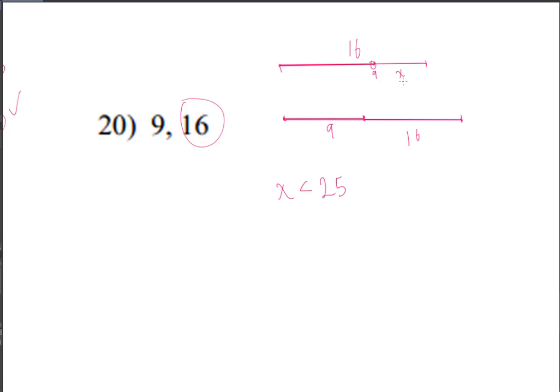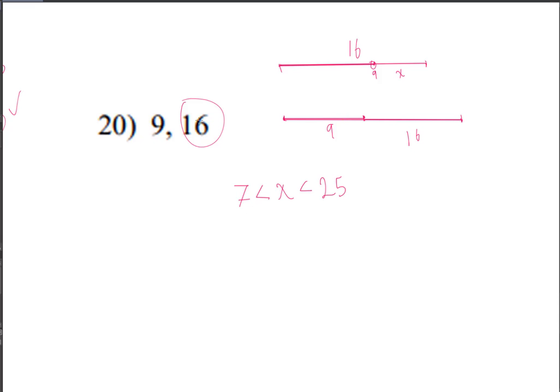So you ask yourself, well, what would make it 16 right on the dot? And the answer is 7, right? If I add 9 plus 7, I get 16. So 7 has to be less than x, okay? So once again, what I did was basically I added those together to see what the biggest number would have to be, right?